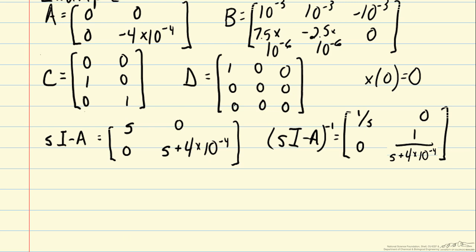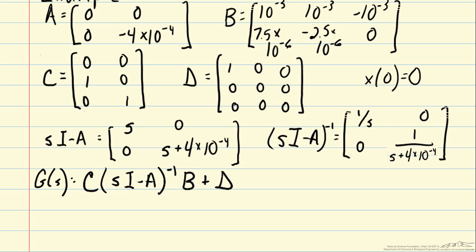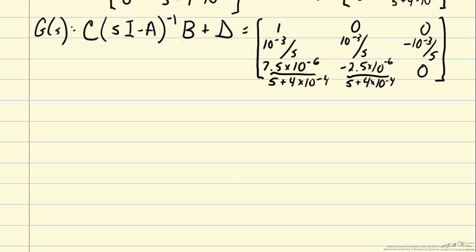But now let's go ahead and calculate our transfer function, G(s), which is C times (sI minus A) inverse times B plus D. We can go ahead and multiply the three matrices C, (sI minus A) inverse, and B, and then we can add to it D. And when we do that, we get a 3x3 matrix. Now that we have the transfer function G, we have a mathematical expression for the relationship between our measurements and our inputs.